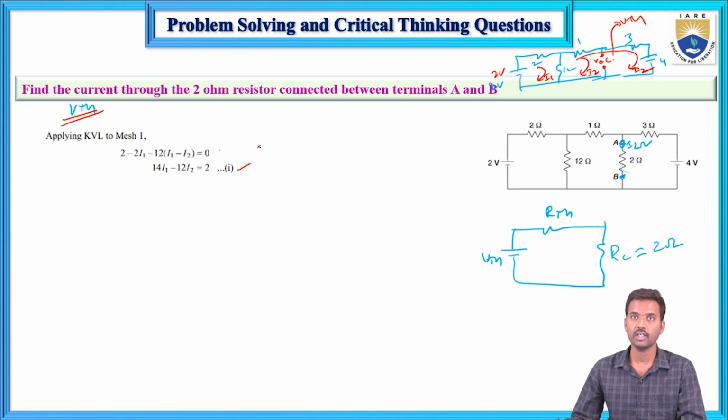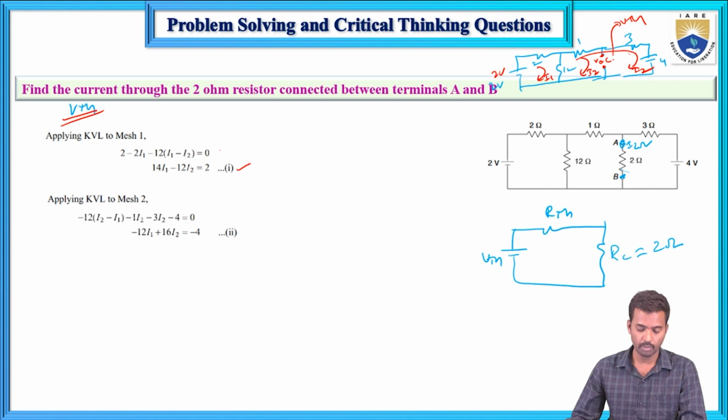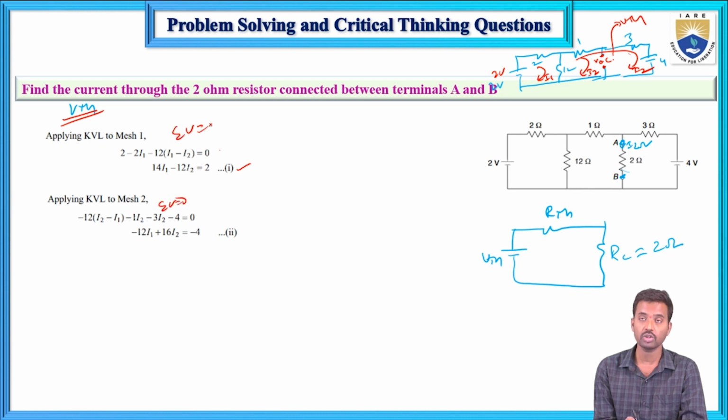So now what about the second mesh equation? Second mesh equation, apply KVL. I am considering this one as a single loop. So now here minus 12 into I2 minus I1, next minus 1 into I2, and next 3 into I2, minus 4 equals 0. If you apply KVL in this loop, the algebraic sum of total voltages in a loop equals 0. Now that equation becomes minus 12 I1 plus 16 I2 equals 4. This is equation number 2.